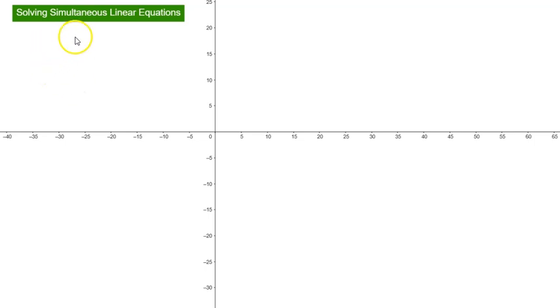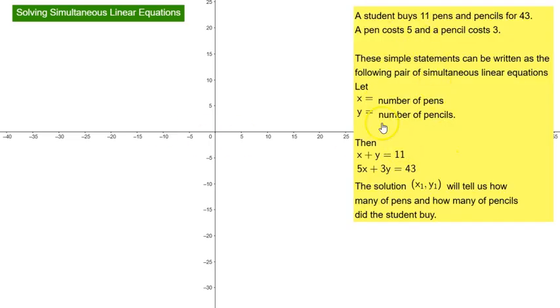Let us look at solving simultaneous linear equations. In the previous session, we ended up with this. Remember, a student buys 11 pens and pencils for 43 of whatever currency. A pen costs 5 and a pencil costs 3. These simple statements can be written as the following pair of simultaneous linear equations.